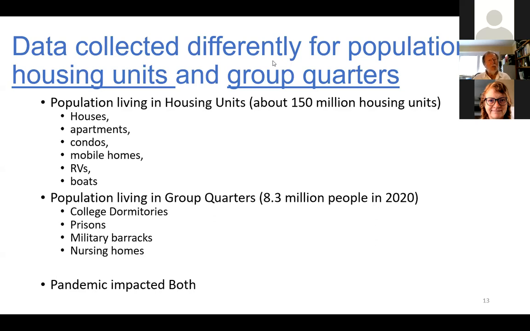So those are usually where an individual or a small family lives, a small number of people often related. The second unit of residence is called group quarters. That's where there are usually large numbers of people who are not related to each other, like college dormitories, prisons, military barracks, and nursing homes. Each of those had data collected somewhat differently, but the pandemic affected both. I'm going to walk through that a little bit in the next slide or two. Go to the next slide, please.